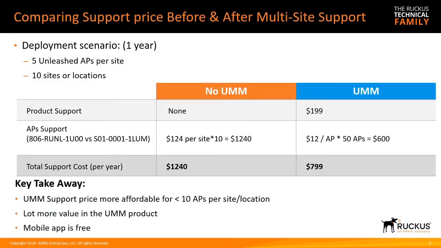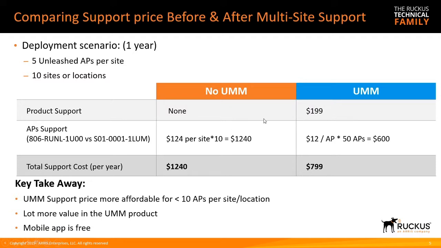So let's compare before and after Multisite Manager for support, right? Your deployment scenario: you've got 5 Unleashed APs per site and 10 locations, right? So normally in those 10 locations, you're going to have to buy this support SKU, this 806-RUNL-1U00, for each one of those locations. So it's $124 per location times 10 locations.